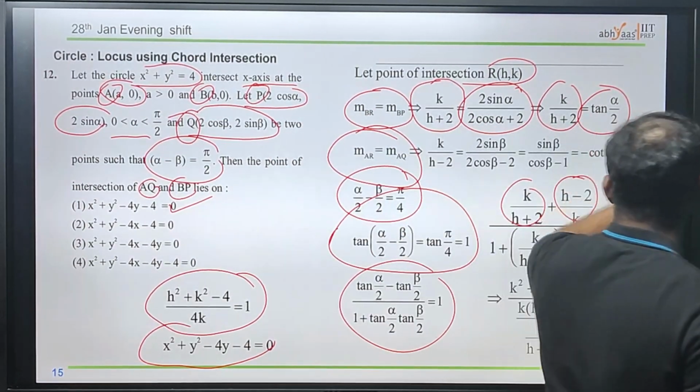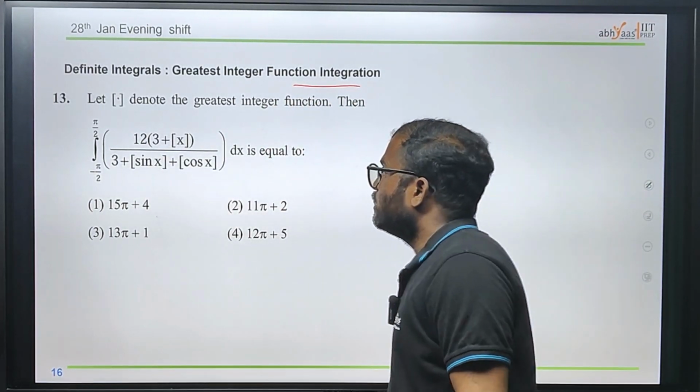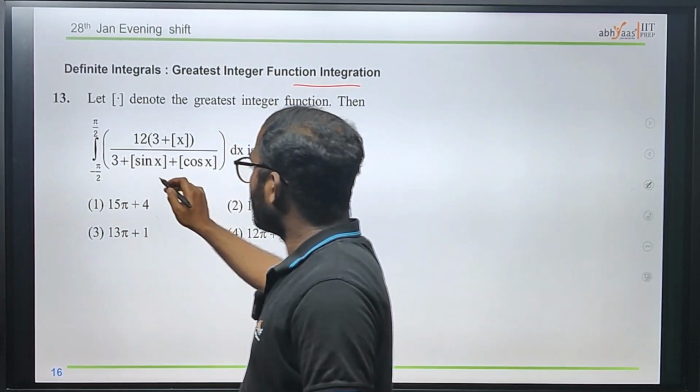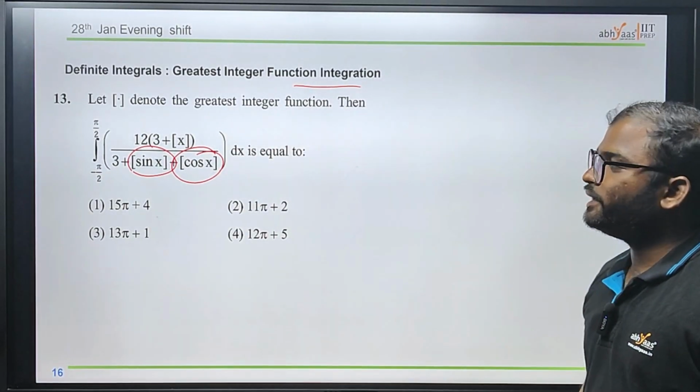Now definite integrals, which involve the greatest integer function. Here we have the greatest integer function on both sin x and cos x, and we need to check how the interval divides.